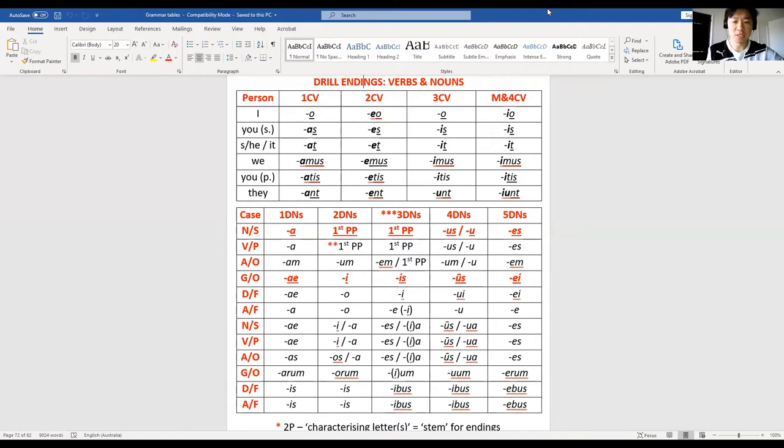Umibus, ibus. Masculine, feminine adjective, slightly different. Em, is, i, e, es, ium, ibus, es, ibus. Neuter: is, i, e, a, ium, ibus, a, ibus.